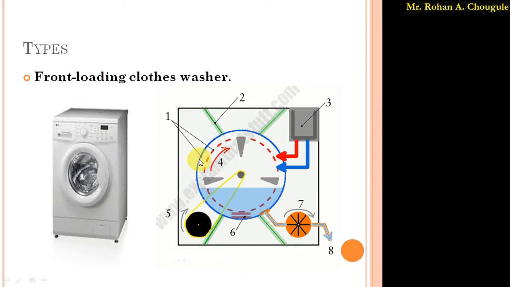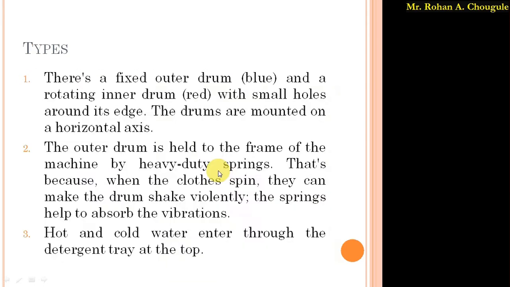Here the blue circle shows the outer drum, and the inner circle, shown by the red dashed line, shows the inner drum. So this is the outer drum and this is the inner drum, and the inner drum has small holes, and these inner and outer drums are placed horizontally, or mounted on a horizontal axis.